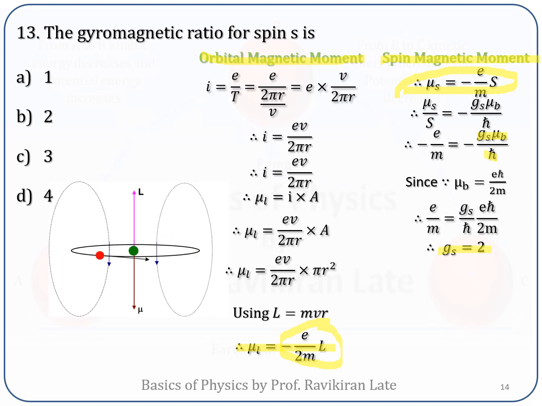So for the pure spin state, the value of the gyromagnetic ratio G is 2. You have to remember that if it is a pure spin state, then the gyromagnetic ratio will be 2, and if it is the pure orbital case, then the gyromagnetic ratio will have a value of 1. Here it is a pure spin state, so option number B is the correct answer.